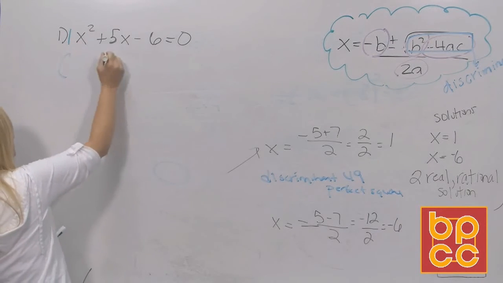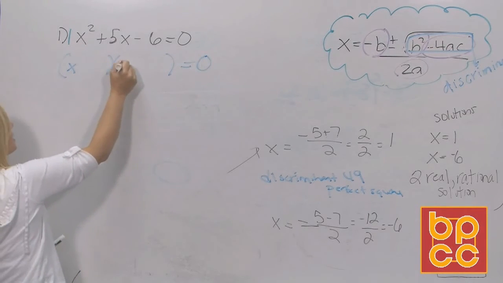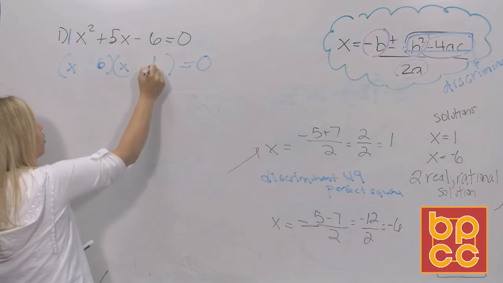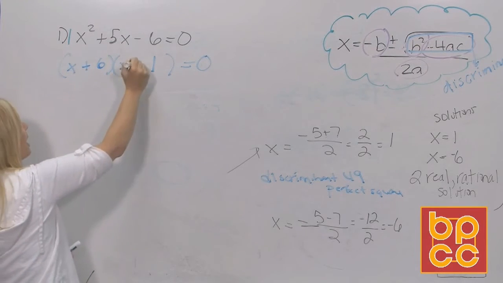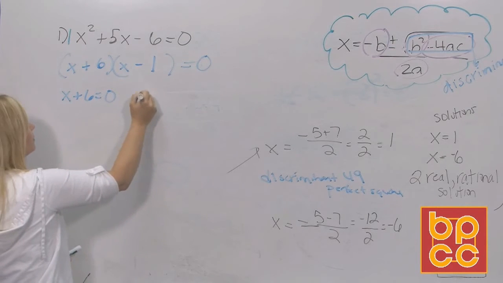You could have used your factoring skills and said x squared is x times x. What multiplies to 6 and subtracts to 5 would be 6 and 1. I want to subtract and make a positive 5. The 6 would be positive, the 1 would be negative. I'd write my two linear equations.